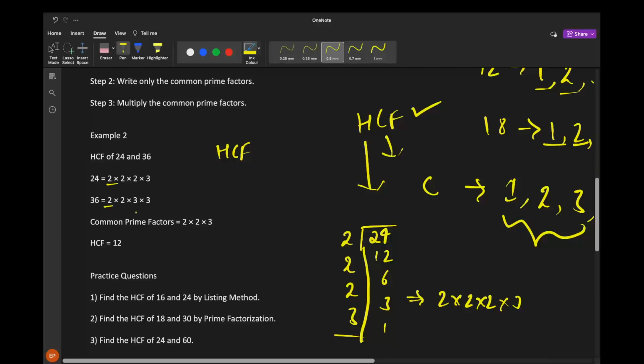2 is there, 2 is there, write it. 2 is there, 2 is there, write it. 2 is there, here 3 is there, don't write it. 3 is there, 3 is there, okay, write it. Is another 3 there? No. So only 2, 2, 3 are common.